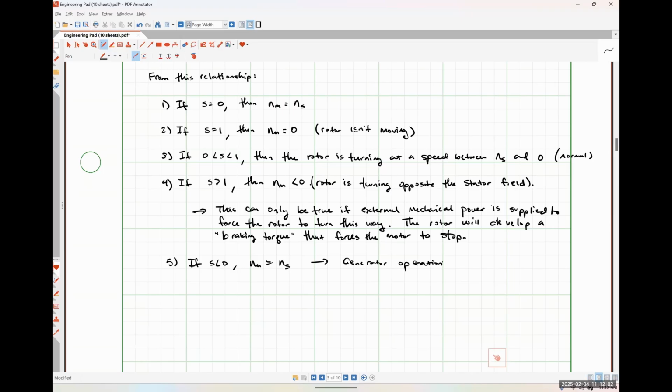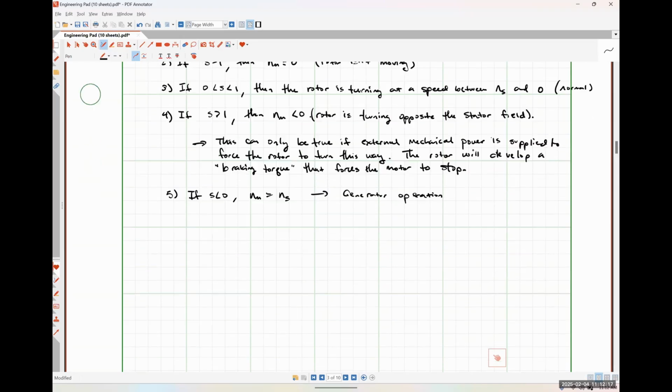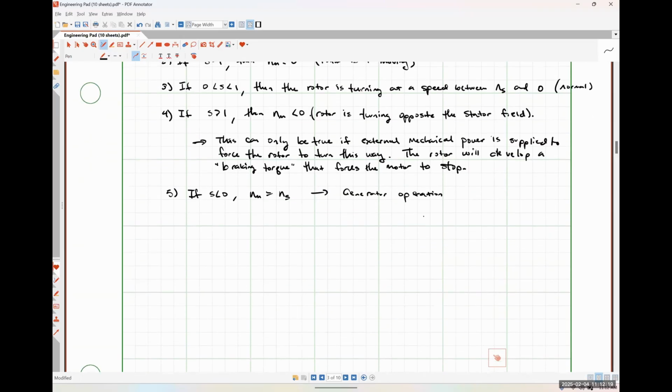All right, let's look at one last little miniature topic here, and then we will be done for today. This one is very, very quick. The last thing that I want to talk about is the electrical frequency of the rotor. This one isn't going to require its own full page.